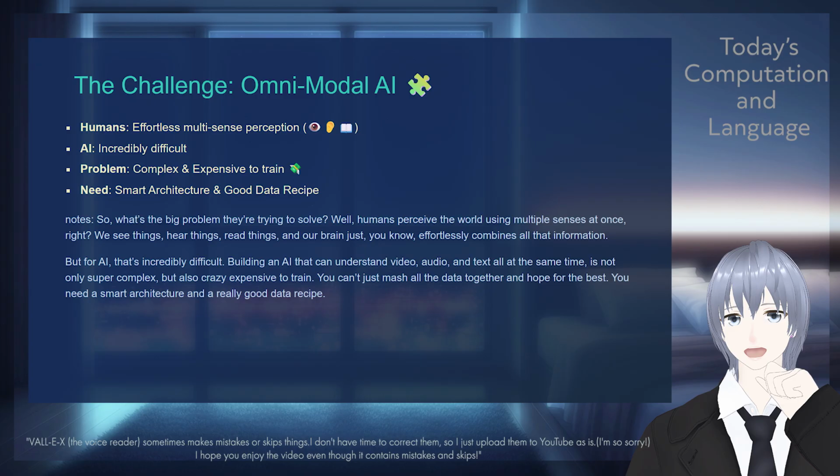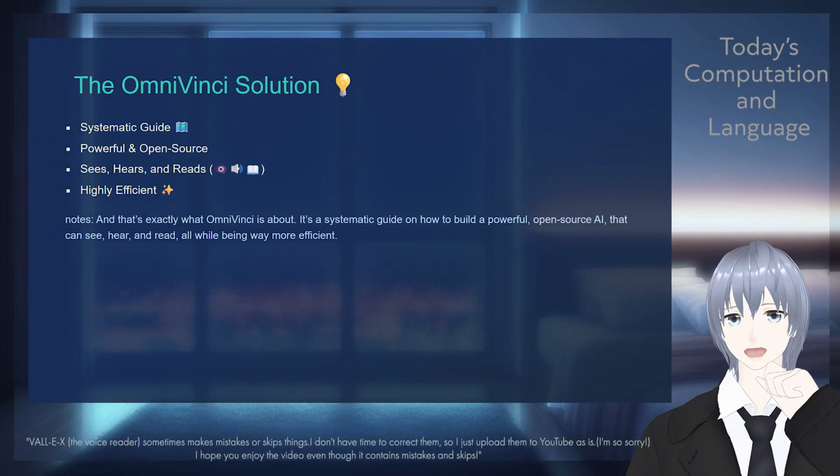So that's the big problem they're trying to solve. Humans perceive the world using multiple senses at once, right? We see things, hear things, read things, and our brain just effortlessly combines all that information. But for AI, that's incredibly difficult. Building an AI that can understand video, audio, and text all at the same time is not only super complex, but also crazy expensive to train. You can't just mash all the data together and hope for the best. You need a smart architecture and a really good data recipe. And that's exactly what OmniVinci is about.